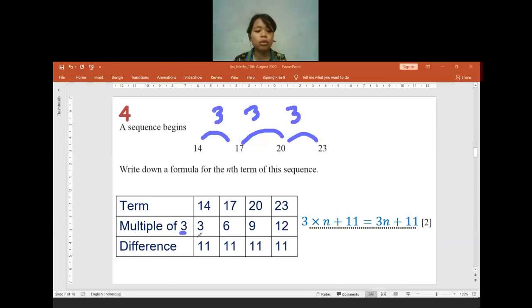And then after we get the multiples of 3, we need to find the difference between the term and the multiple. 14 minus 3 will be 11, 16 minus 6 will be 11, and so on. So later we will have 3 times n plus 11, or you can write it as 3n plus 11 for the nth term.